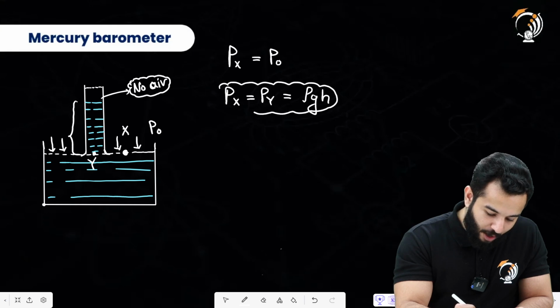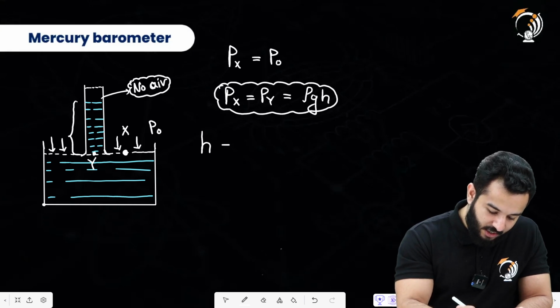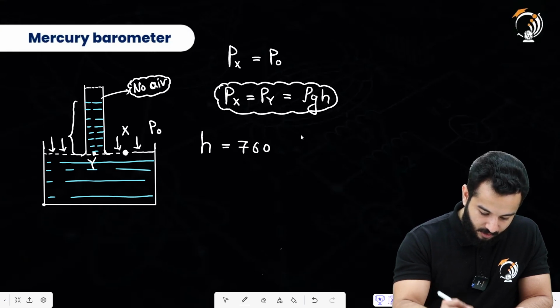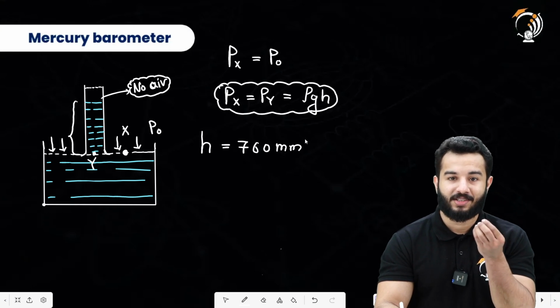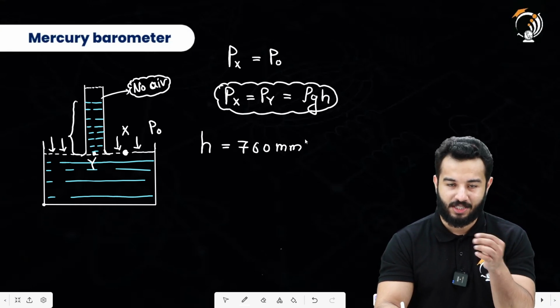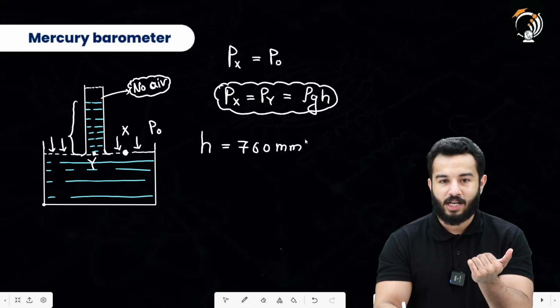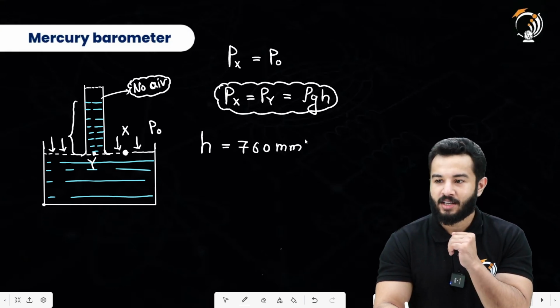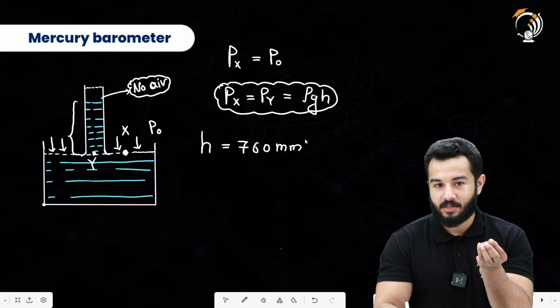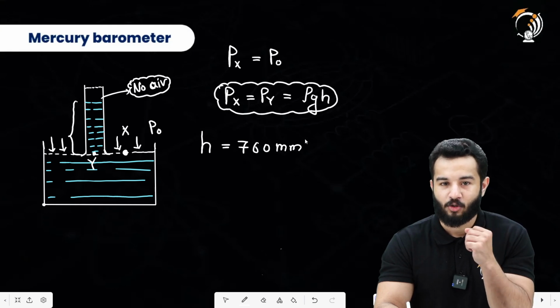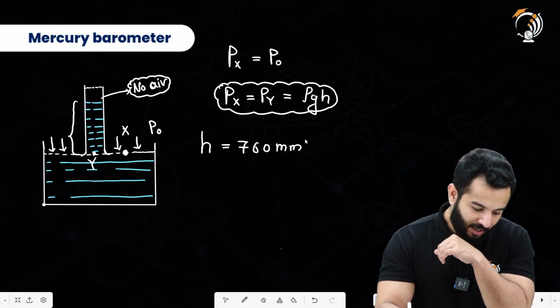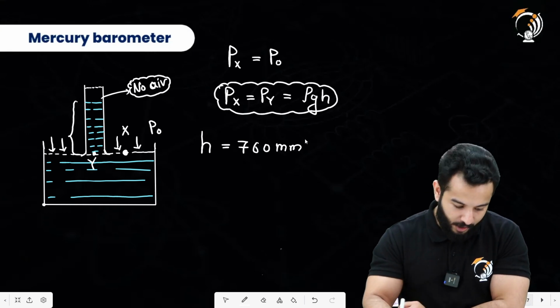So a mercury barometer has a height of around 760 millimeter, and we sometimes call atmospheric pressure 760 millimeter of Hg. That is, mercury rises up to this height, and that's why we don't use substances like water. Mercury is quite dense, so it can be used, but not water, right? So this is what a mercury barometer is.